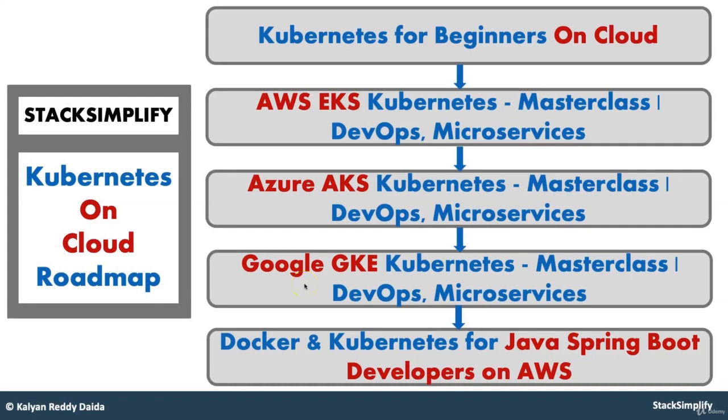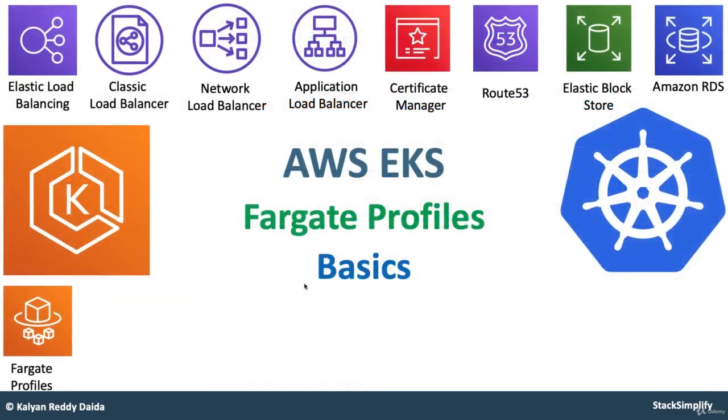Welcome back. In this lecture, we are going to understand Fargate profile basics. So far we have learned about Classic Load Balancers, Network Load Balancers, Application Load Balancers, Certificate Manager, Route 53, Elastic Block Store, and RDS in combination with Kubernetes and the Elastic Kubernetes Service on AWS. Now we are going to start with Fargate profiles. It is going to be divided into multiple sections, so that we start with basics and then move on to advanced sections of Fargate profiles.